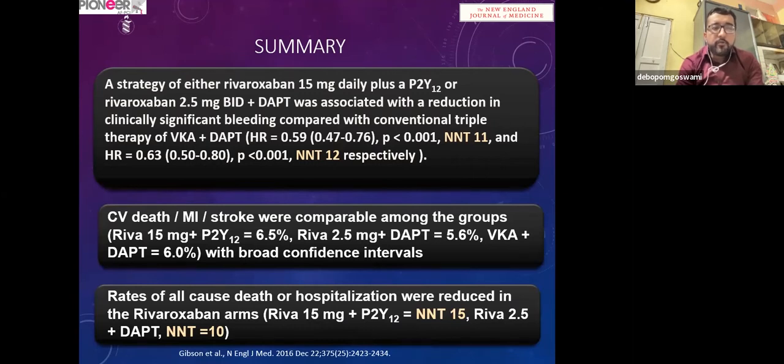CV death, MI, stroke were comparable amongst the groups, that is, rivaroxaban plus P2Y12 was 6.5%, whereas for rivaroxaban 2.5 milligram plus DAPT it was 5.6%, and it was 6% for the triple therapy arm, with broad confidence intervals. The rates of all-cause death or hospitalization were reduced in the rivaroxaban arms, where the number needed to treat for the 15 milligram rivaroxaban was 15, and for the rivaroxaban 2.5, the number needed to treat was 10. Next slide.